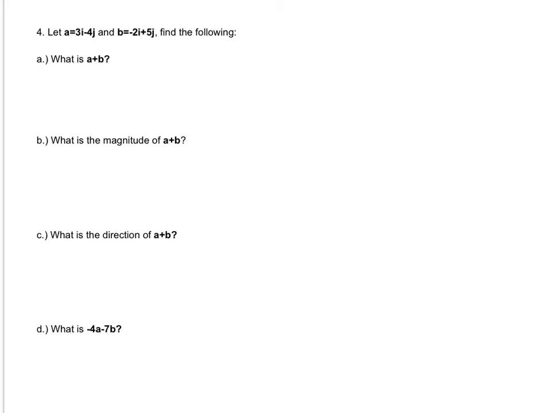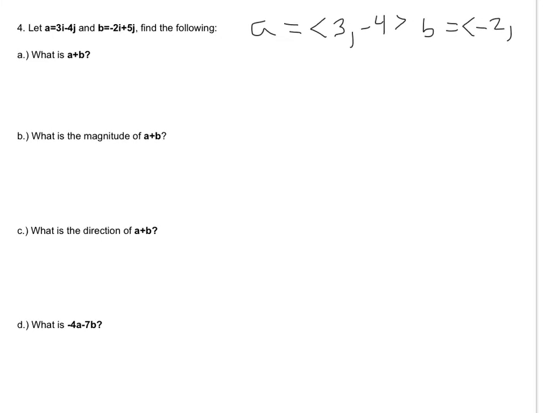Okay, let's look at a couple examples where we go back and review some of our vector stuff. Here we have two vectors. Vector A is 3i minus 4j. We could also write it in the bracket notation where A is equal to 3, negative 4. And B is equal to negative 2i plus 5j, or in the bracket form, negative 2, 5. Either way would be fine, just depending how you like to write it.